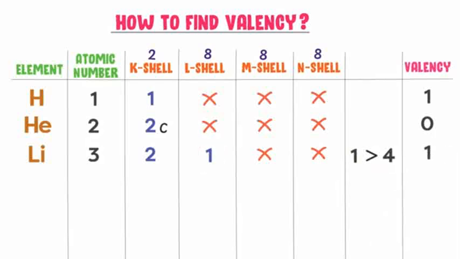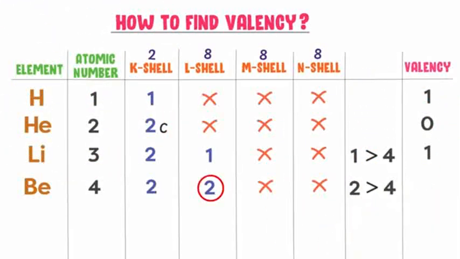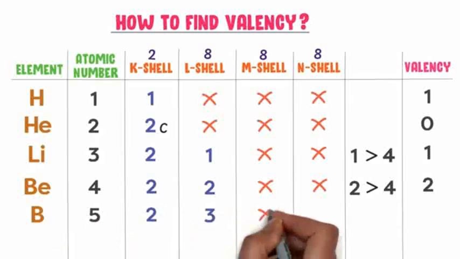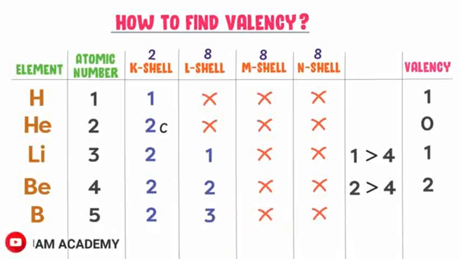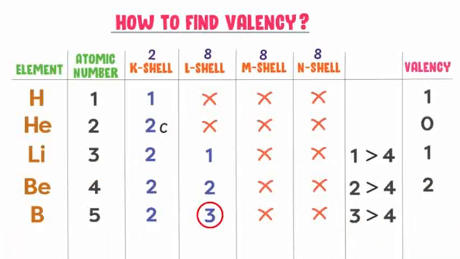The fourth element is beryllium and its atomic number is 4. There are 2 electrons in K shell and 2 electrons in L shell of beryllium. The outermost shell of beryllium is L shell. 2 is less than 4, so the valency of beryllium is 2. The fifth element is boron and its atomic number is 5. There are 2 electrons in K shell and 3 electrons in L shell of boron. The outermost shell of boron is L shell. 3 is less than 4, hence boron is metal, thus the valency of boron is 3.